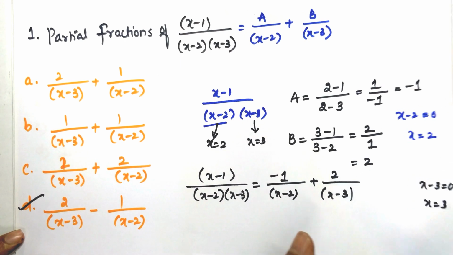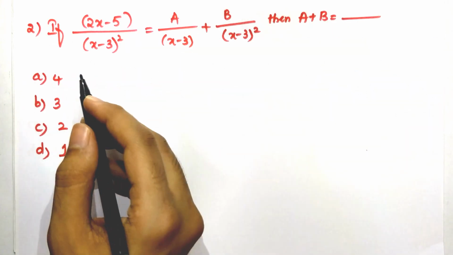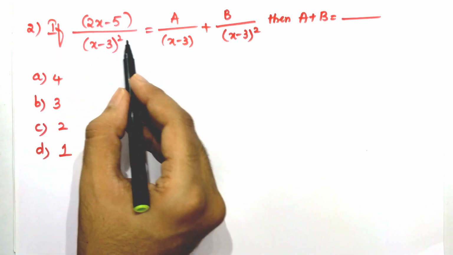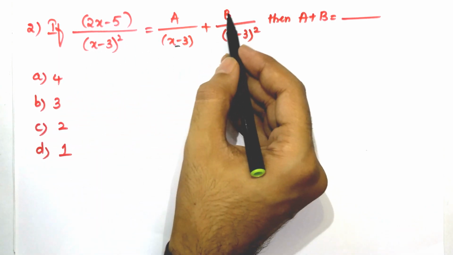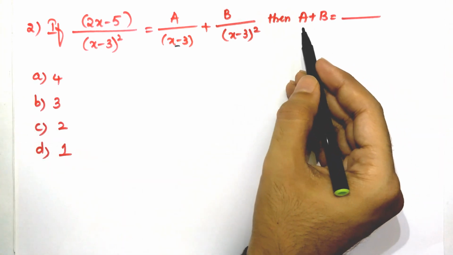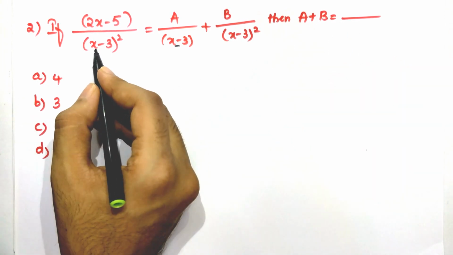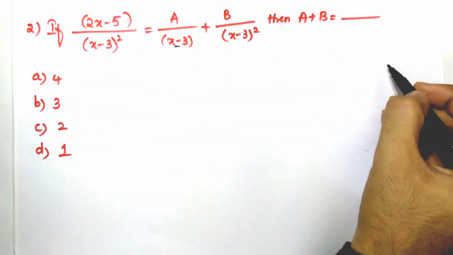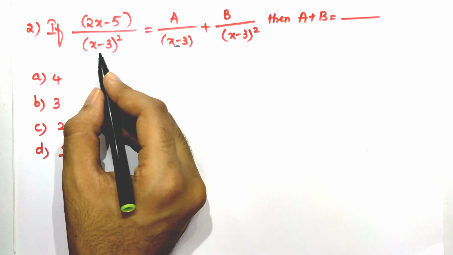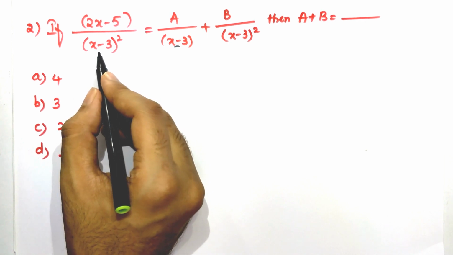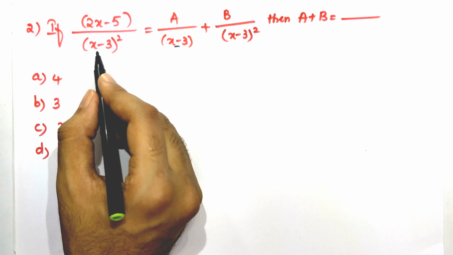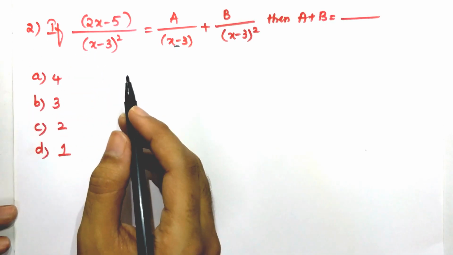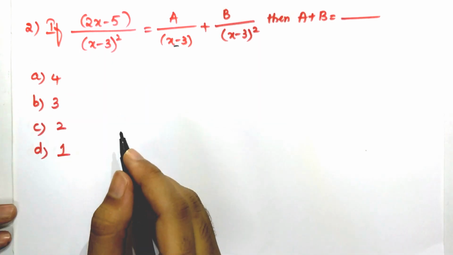Okay. Now the second question: if 2x minus 5 by x minus 3 whole square is equal to a by x minus 3 plus b by x minus 3 whole square, then a plus b is what? If you look at the denominator, it is x minus 3 whole square. X minus 3 is present twice, which means the denominator contains repeated linear factors. So this is the second type of problem. Please pay attention and listen carefully, this is the important one, and within a few seconds you can solve this.